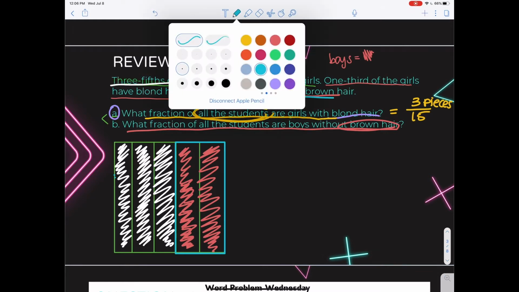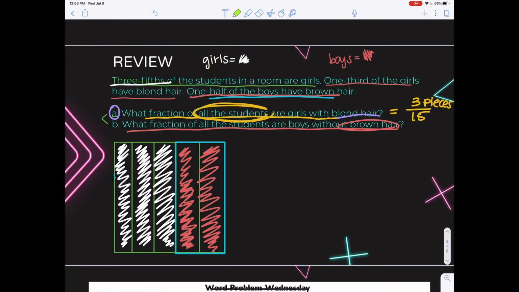So I'm going to use a different color, and I'm going to chop this up. Hopefully you guys can see this. So I'm going to just make a horizontal line across. And so here I have 1 group and 2 groups. And that's exactly what I need for 2 halves. And so it says that 1/2 of the boys have brown hair. So meaning this and this, they both have brown hair. So 2 pieces have brown hair.